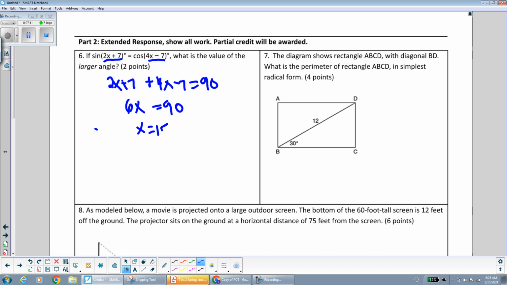And then it was asking for the larger angle. So I'm going to substitute back in. I'm going to do 2 times 15 plus 7 for the sine angle. And I'm going to do 4 times 15 minus 7 for the cosine angle. This one is 37 degrees.